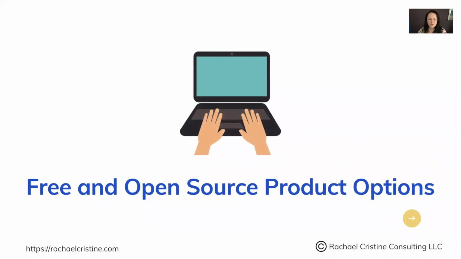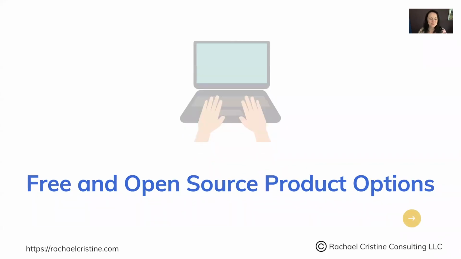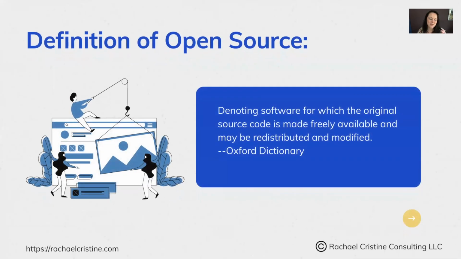So getting into it, free and open source product options for collections management systems. First, just so that we're all working from the same definition, open source is, according to the Oxford Dictionary, software for which the original source code is made freely available and may be redistributed and modified. So the code is out there, you can download it, use it, modify it, build on it, what have you. That's the idea of it being open. The code is available, transparent, all of that. So that is why it is called open source.